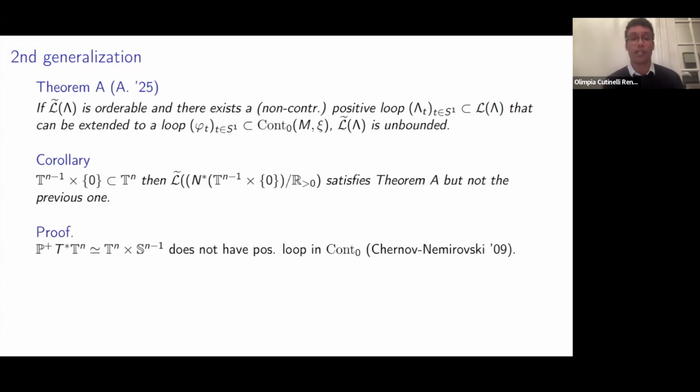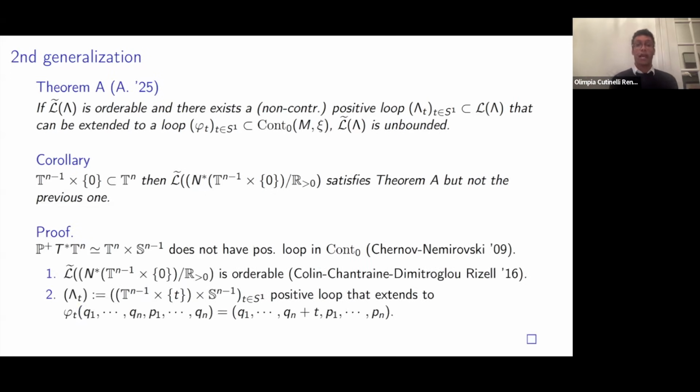And the proof goes as follows. The first thing is that in the projectivized cotangent, in the unit cotangent bundle of the torus, Chernov and Nemirovski have actually shown that there does not exist a positive loop of contactomorphisms. So this is why we cannot apply the previous theorem. Here we don't have a positive loop of contactomorphisms.